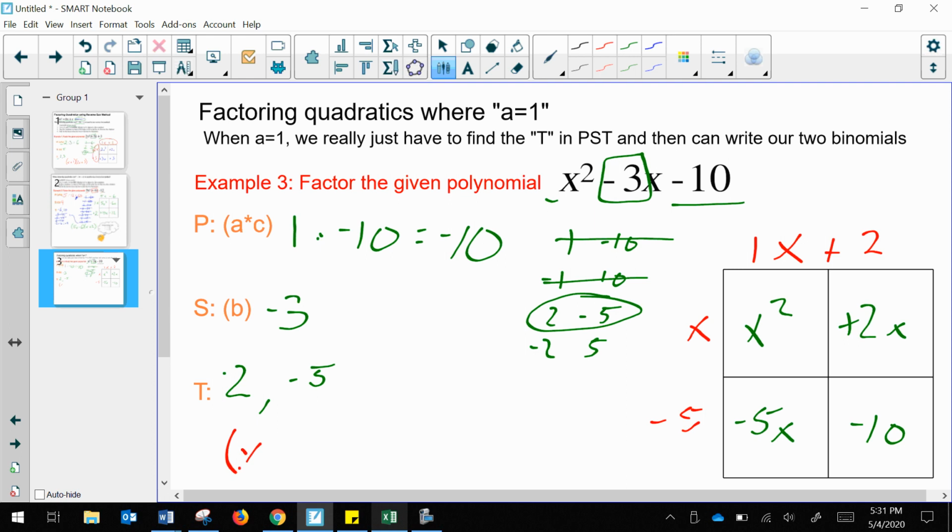I would have x plus 2 times x minus 5. And notice, plus 2 minus 5, well, I had a positive 2 and a negative 5 here. So you're just able to plug those in to our binomials when a equals 1 in the quadratic equation.